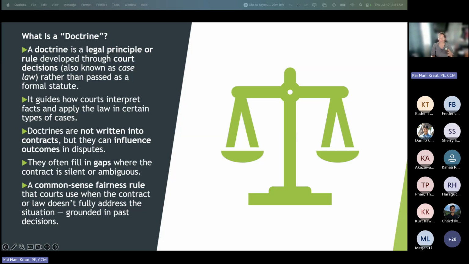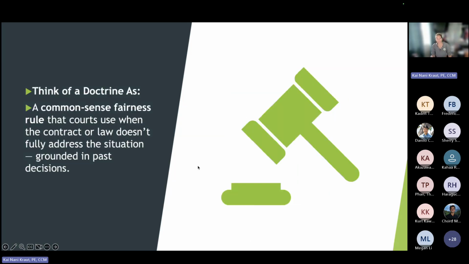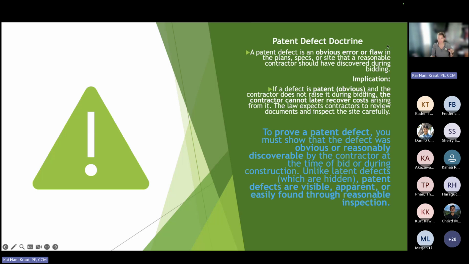And overall, it's a common sense fairness. So if you think about it, you think golden rule. Is this fair? Did they act fairly? Did we act fairly? That's the overall analysis. So just think common sense, that's how the courts are going to look at it. Is it fair and reasonable?